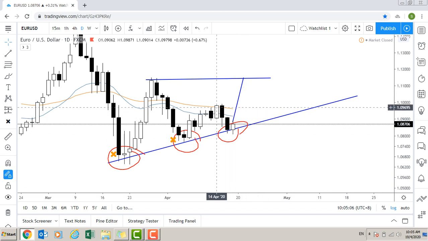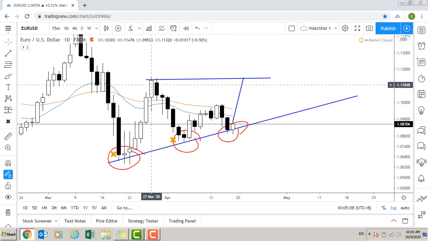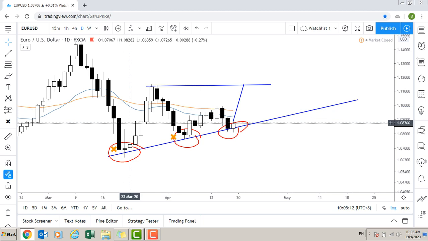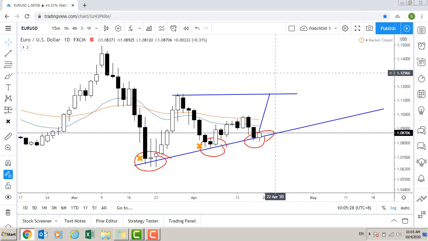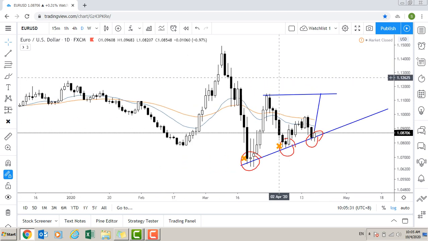Then I hope this is my first target, this is my second target, and this will be my third target. So I hope that this perfect bounce back area could give me a very strong push up, until this level. So these are the things that I'm looking at and thinking of. I share with you.